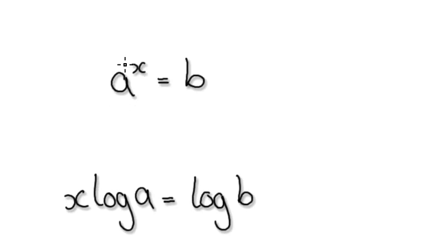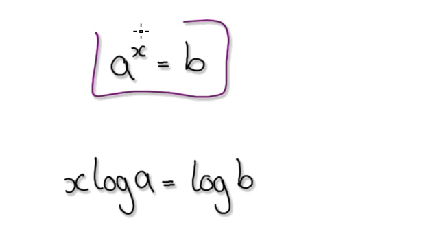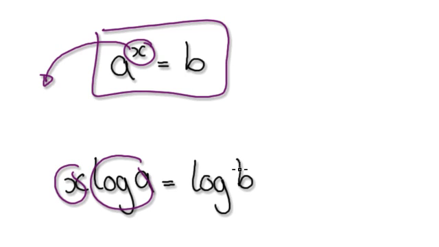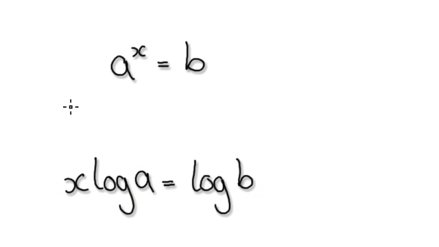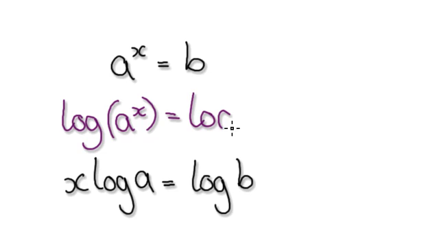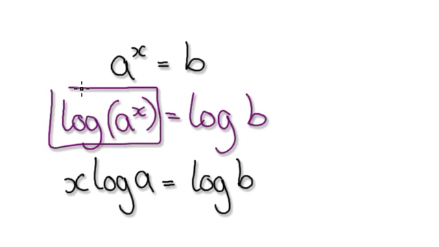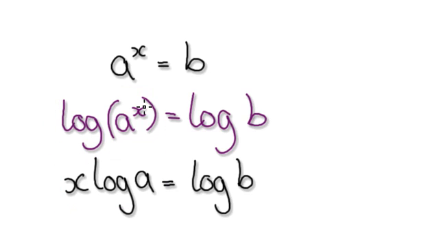Okay, so when given this to solve, you would log both sides. When you log both sides, this x goes out here, and then you've got log a equals log b. So when given this here, we would log both sides. We would log the left hand side, and then we would log the right hand side. We are doing it equally here, and then this thing becomes this thing here, because the x goes out here.